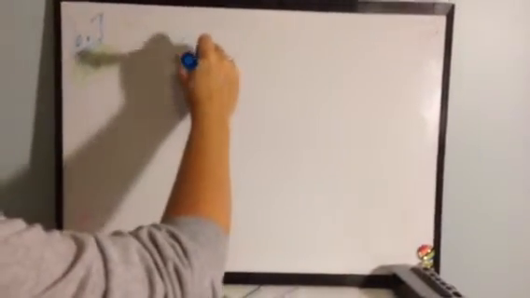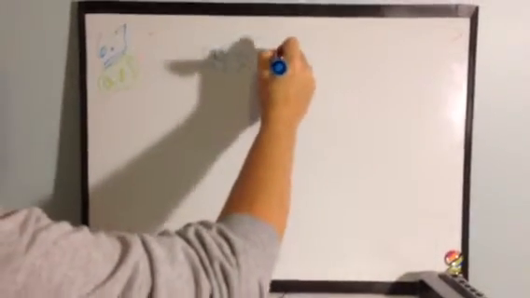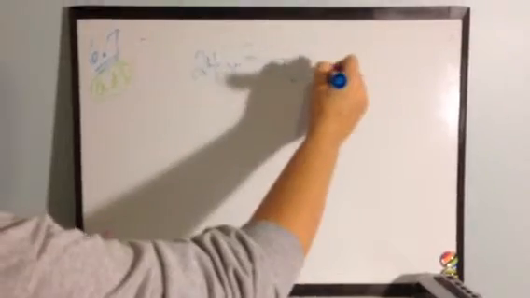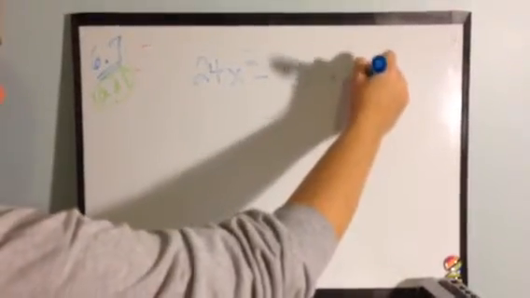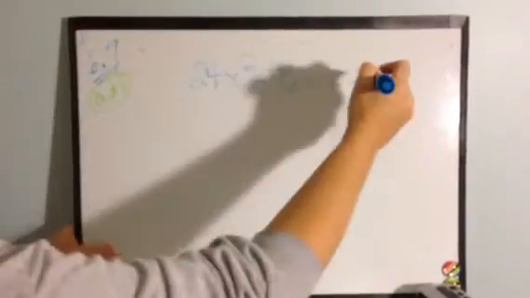Okay, so the next one, I want to show you a little bit of a variation you may come across. So we have 24x squared minus 76x plus 40. My marker's starting to get a little bit funny on me here.